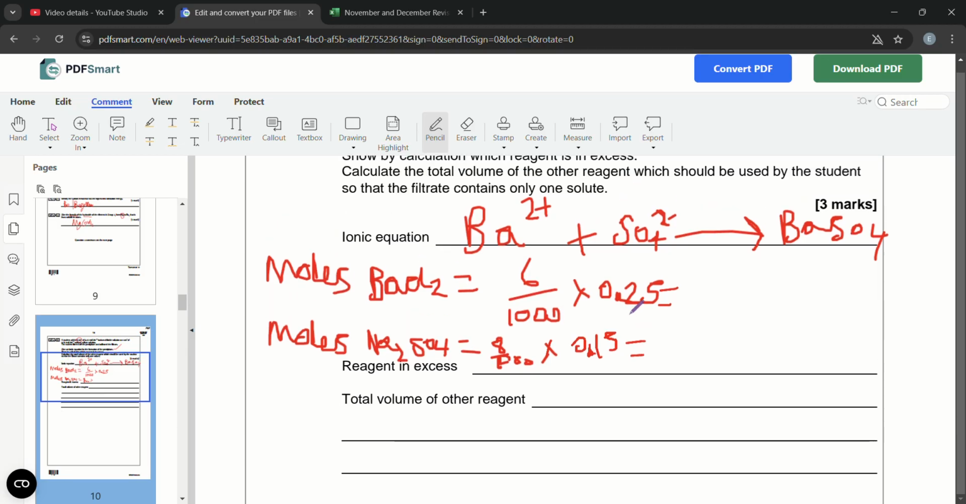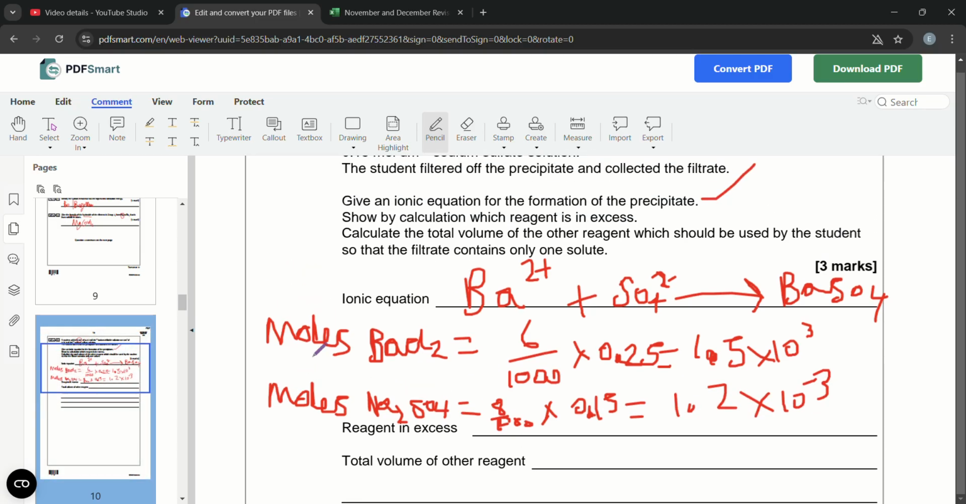So we get 1.5 times 10 to the power minus 3, and we get 1.2 times 10 to the power minus 3. Therefore, which one is in excess? It's going to be barium chloride because we have more of it. BaCl2 is the reagent in excess.